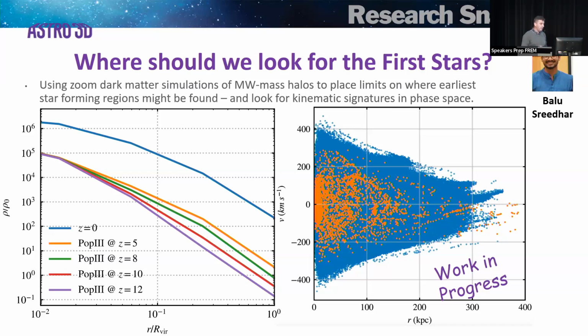So if you go to a Milky Way mass halo and look at the phase space diagram, shown on the right-hand side, this shows the kinematics of the material. The blue corresponds to the main halo material, and the orange points correspond to the bound material within these collapsed halos. You can see there's potential here to look for structure in phase space and potentially put limits on where the first stars are. This is work in progress, and over the next several months, hopefully we'll get some papers out on this.